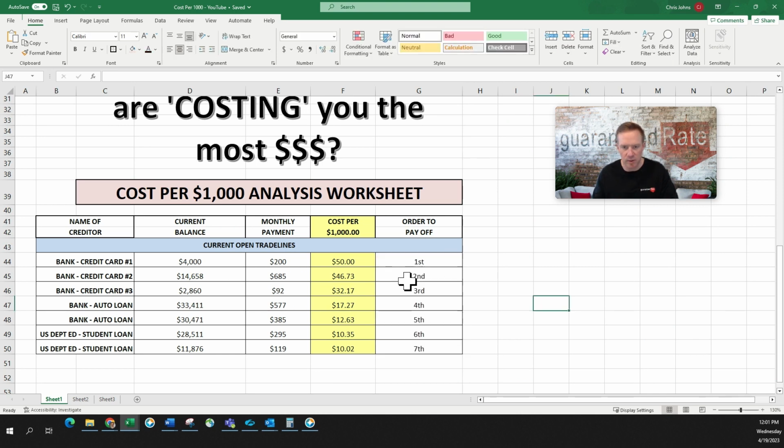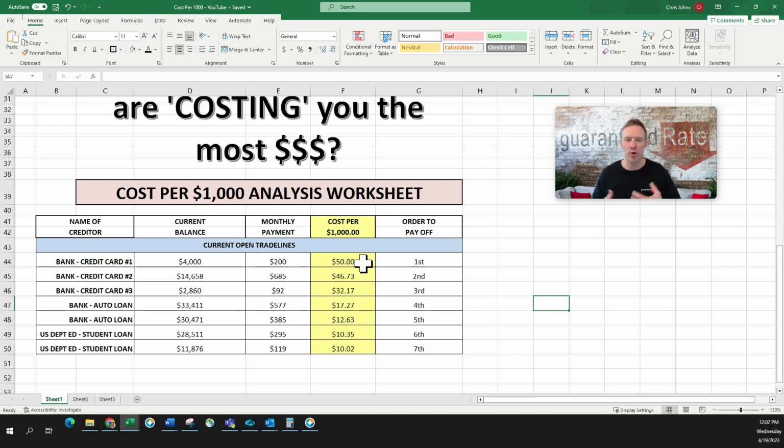So what I did here was I ranked them now. And we can see that that $4,000 one is indeed their most expensive loan. So with the $10,000 that they have, they would want to put the first 4,000 of it towards this credit card, get that one paid to zero, and then they would go down onto the next one, and they've got another $6,000 left and pay off this one. So this is a way to look at your budget.